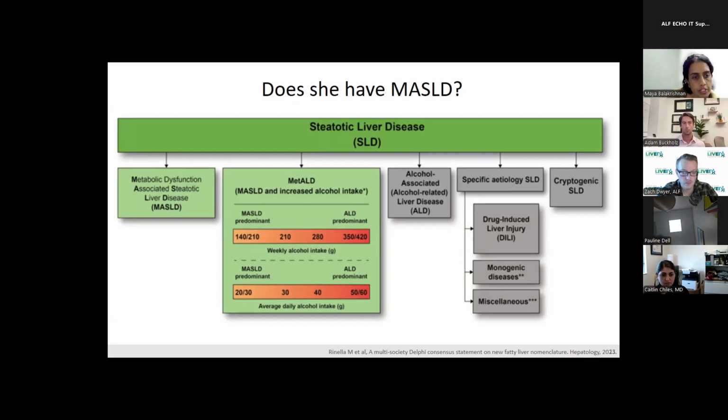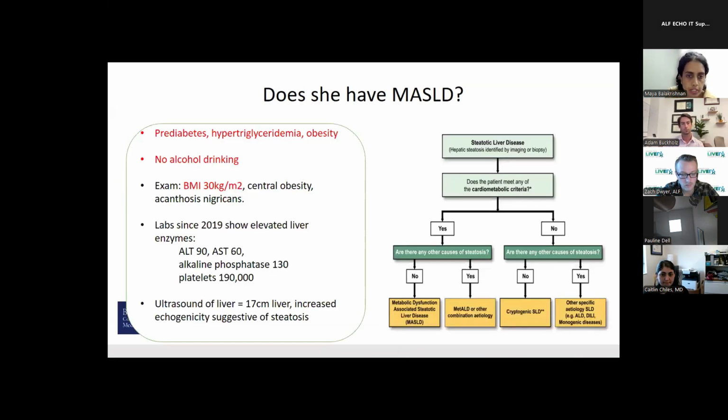And conceptually, it's also important to remember that there can be more than one cause of steatosis in a patient. It can be metabolic syndrome and alcohol-related liver disease, called MetALD, which Dr. Buckholz mentioned. So we need to prove to ourselves that this patient's steatosis is truly driven by metabolic syndrome and it's from MASLD. How do you do this?